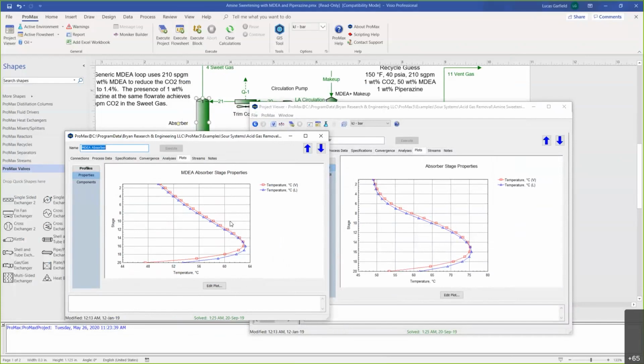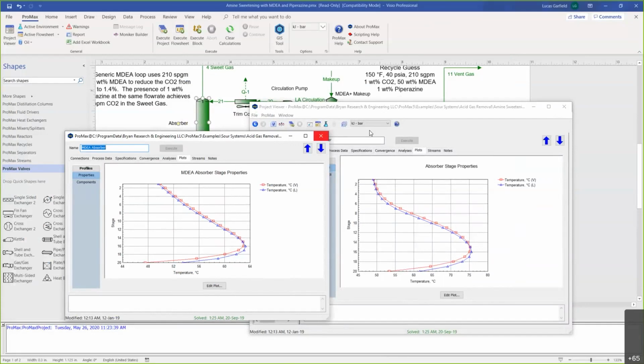So you can see that for the pure MDEA absorber, the highest temperature that we reach in the column is about 63 degrees Celsius. Whereas now with that piperazine, we're getting all the way up to 75 degrees Celsius. So there's a big difference. That's something that you definitely want to check.